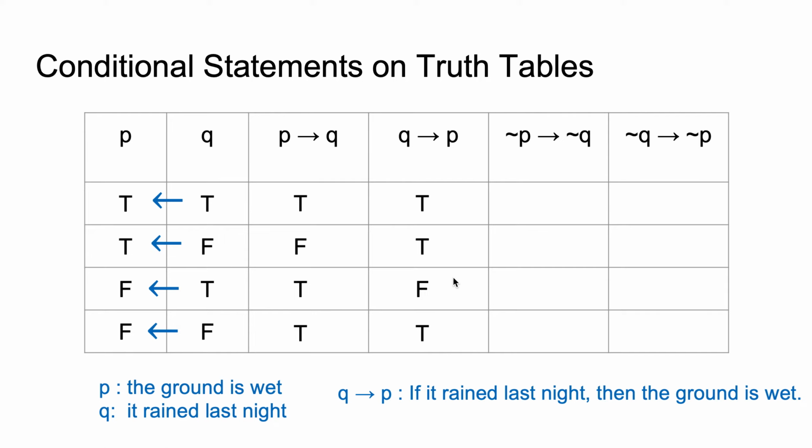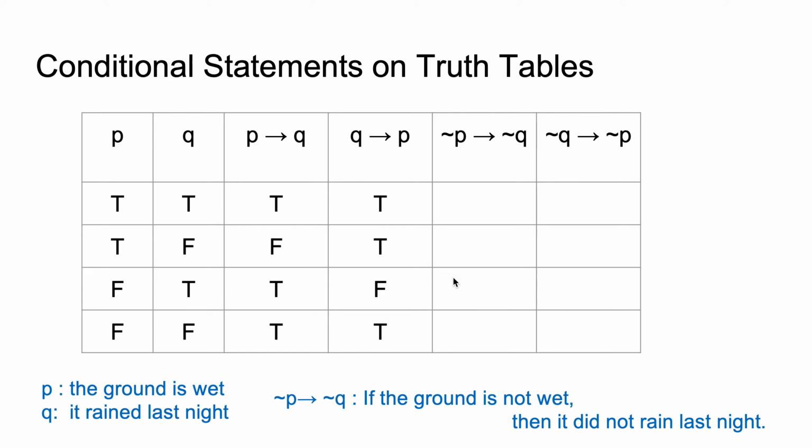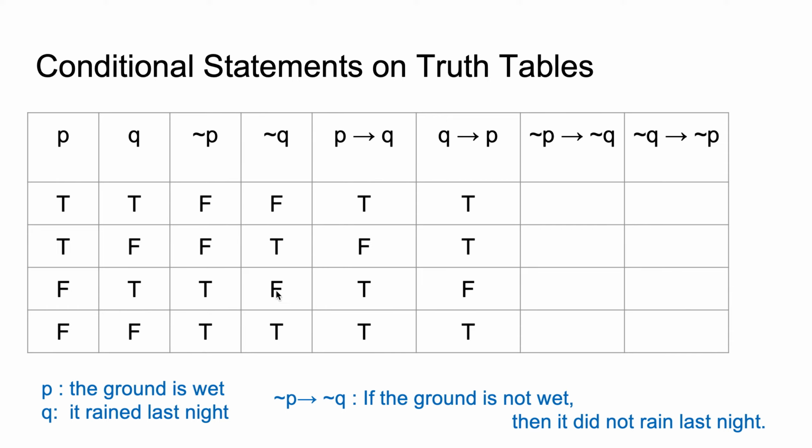Right, let's go to the next one, the inverse. The negation of this is called the inverse. So if the ground is not wet, it did not rain last night. So what might help here is if we put in some extra columns. We'll put in the not columns. So if false, then false will give us true. If false, then true will give us true. Like we repeated here and here, if true, then false, you get a false. And then if true, then true is true.